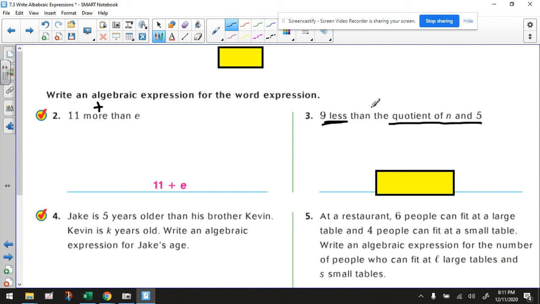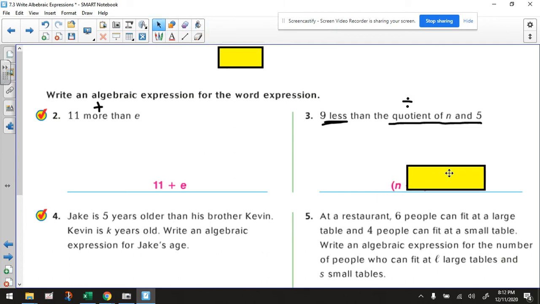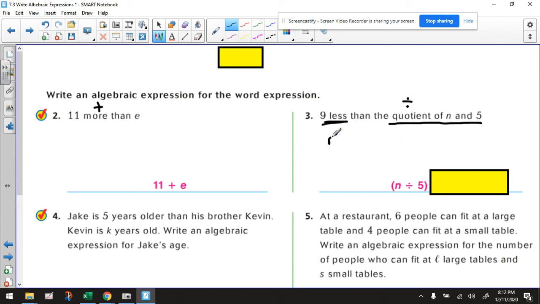Now, ones like this are a little bit tricky because it's 9 less than the quotient of N and 5. So whenever we have 9 less, you have to have stuff first, and then you're subtracting 9 from it. So quotient, remember, means divide. So we would want to think to ourselves, N divided by 5, and we could also write that as N over 5. That's another way to write it. Both of these are acceptable. This and this are the same thing.